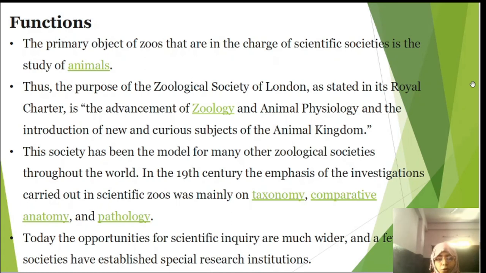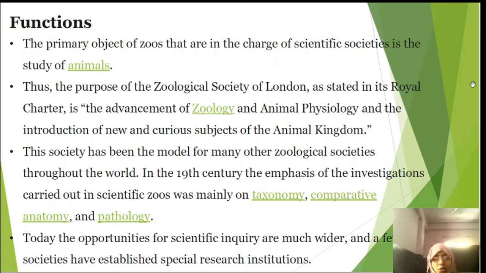Next, what are the functions of zoo parks? The primary object of zoos is, under the charge of scientific societies, the study of animals. The main reason is for the study of animals, or you can say for the study of various organisms. The purpose of the Zoological Society of London, as stated in its royal charter, is the advancement of zoology and animal physiology and the introduction of new and curious subjects of the animal kingdom. That is nothing but various new species are also kept in zoological parks. This society has been a model for many other zoological societies throughout the world.